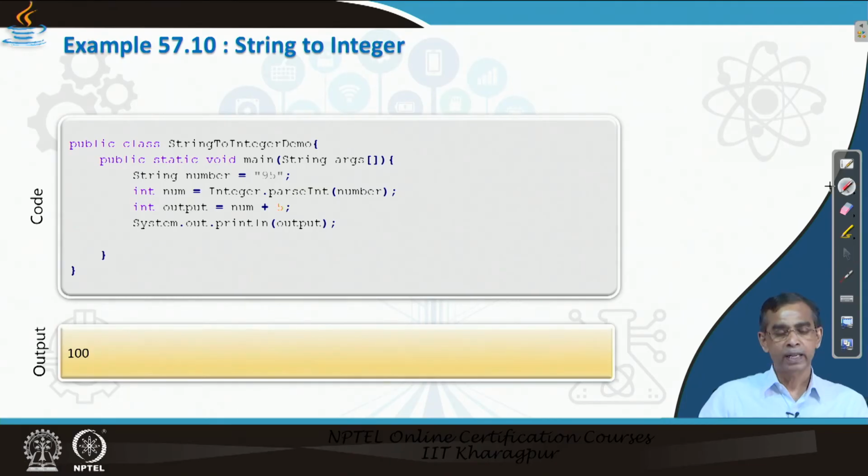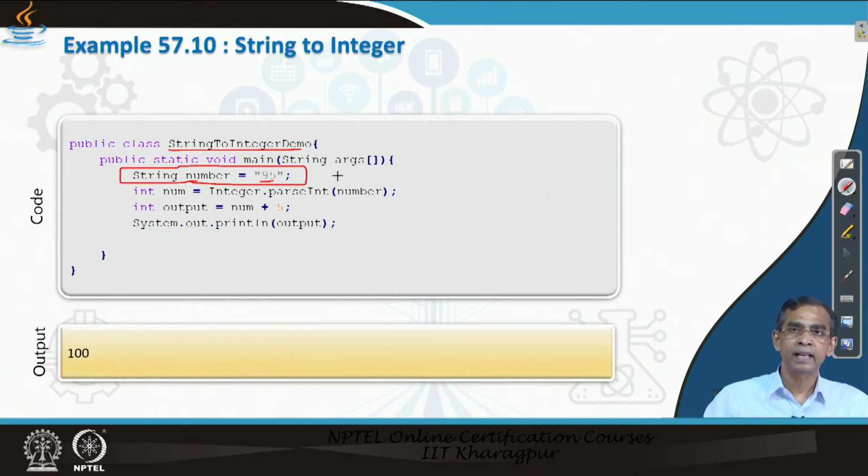Now here is an example that we can think about: how we can convert a string to an integer. Here we just store this as a string. As you can see, this number 95 within double quotes is a string. But if you write String number equals 95, it is an error, because a numeric value cannot be used as an initialization, because the constructor cannot be created for an object like 95.